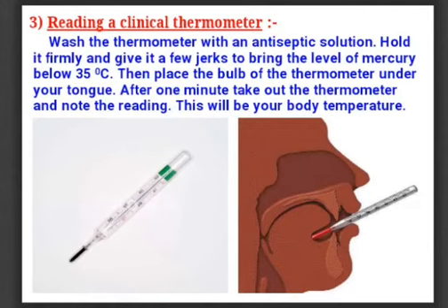Then place the bulb of the thermometer under your tongue. After 1 minute, take out the thermometer and note the reading. This will be your body temperature.